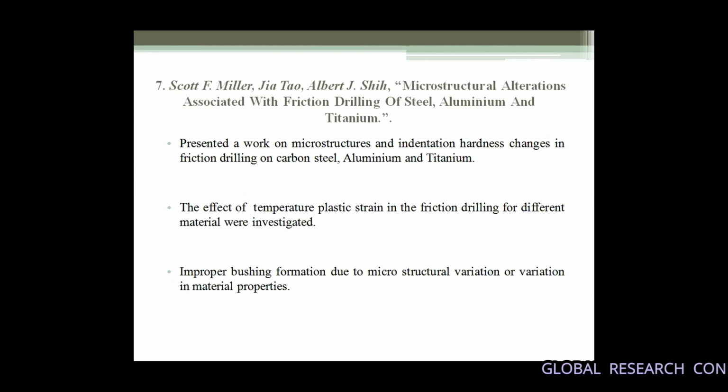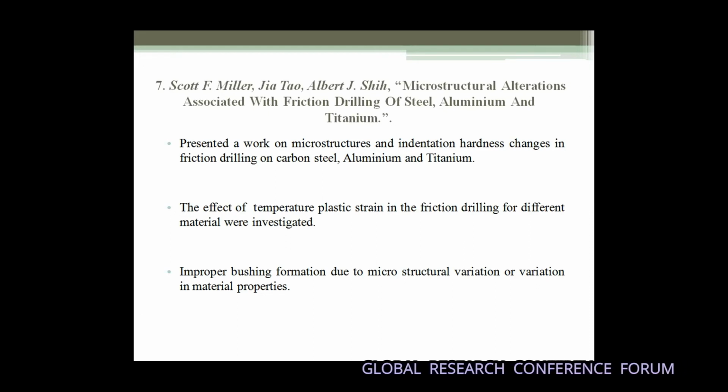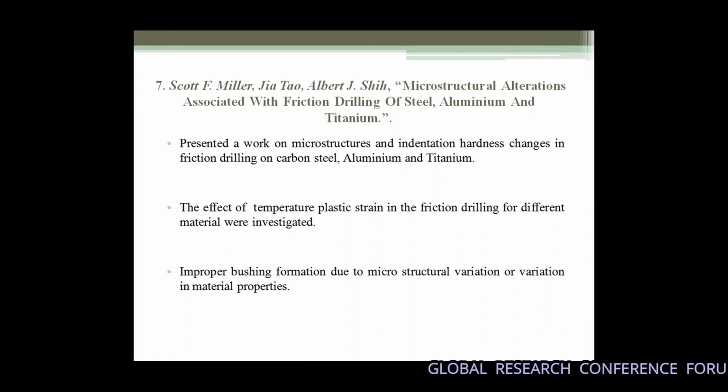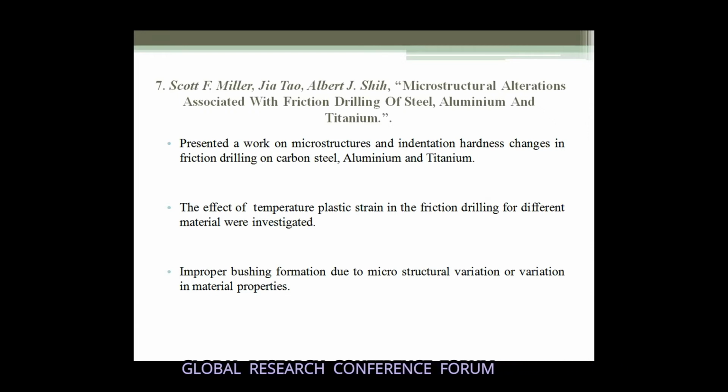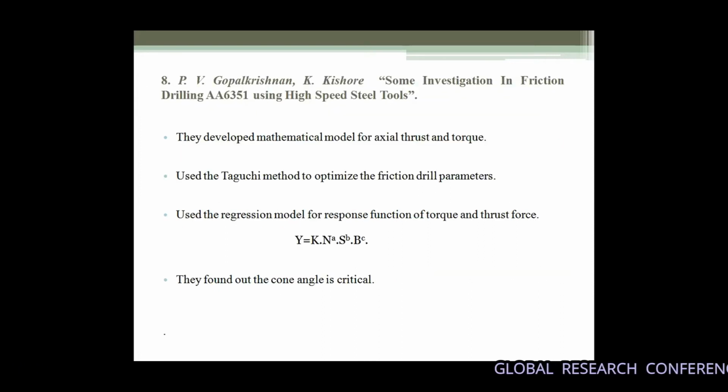So next is the microstructural alteration. As I told you, during the friction drilling process, high heat is developed between the tool and the workpiece. Because of that, the microstructural alteration takes place, and to measure that, we have to do the microstructural scanning of the workpiece and the tool, so that we can check their properties. That was studied in this paper.